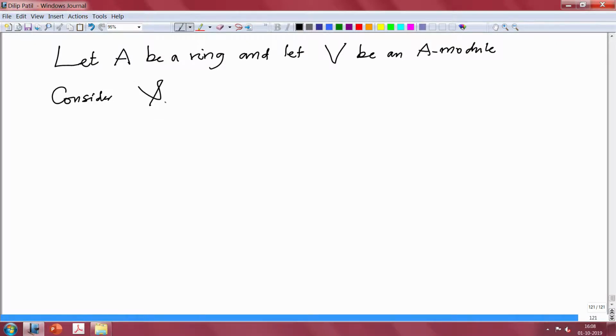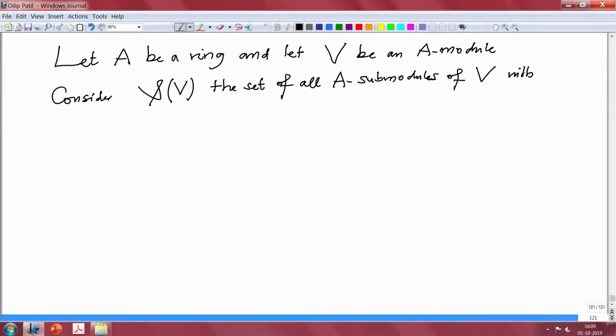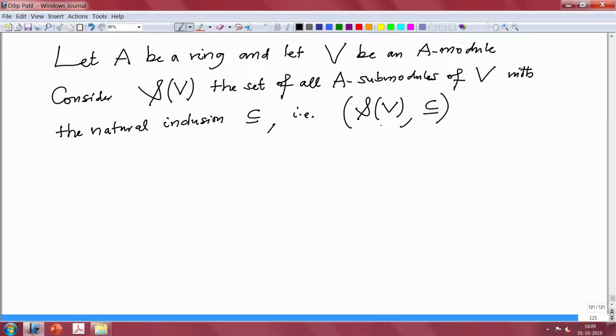S of V. This is the set of all A submodules of V, and obviously there is a natural order on this set. The natural inclusion is a natural order on this. So, with the natural inclusion, that is, we consider this set SV with inclusion. So, obviously I said this is an ordered set.